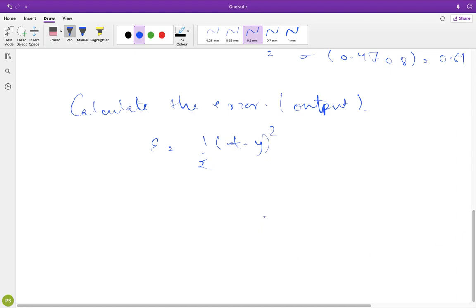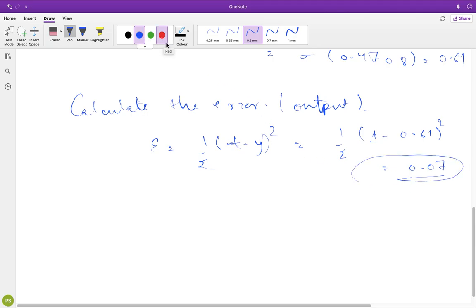When we plug in the values, we get 1 upon 2 of the target minus the output. The target is 1, since we are applying the logistic activation function. And the output is 0.61, so 1 minus 0.61 squared, which will be 0.07. So you see the error in the first forward pass is this much.